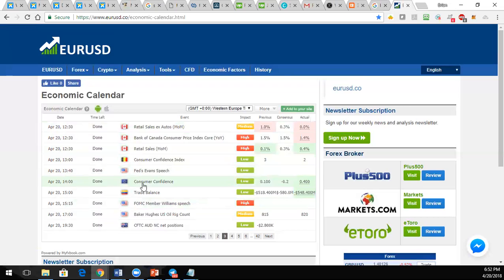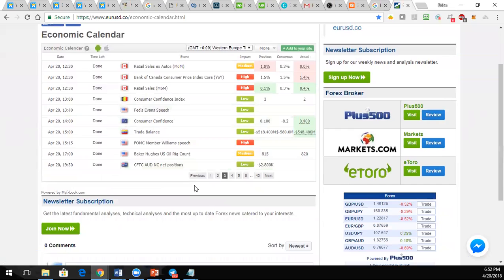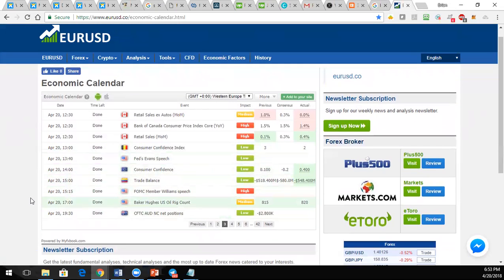That's pretty much how it works. You want to look first at the pair that you're trading. Here's the U.S. dollar right here, because it has the U.S. symbol. This news is talking about how the Fed's Evans speaks, and it's a low impact news, so you don't really have to worry about that. Here's a big impact news. If you're trading the dollar, you want to look at this news because it's high impact. This is the FOMC member Williams' speech. They even give you a date and an exact time as to when to expect that news to hit. News is also very important.